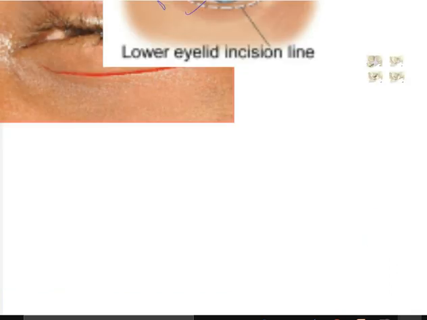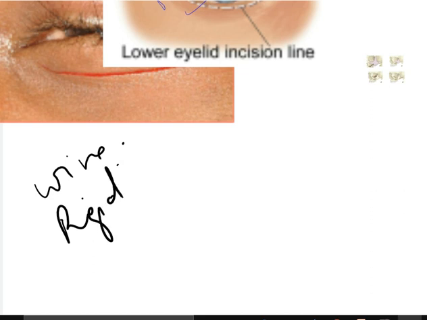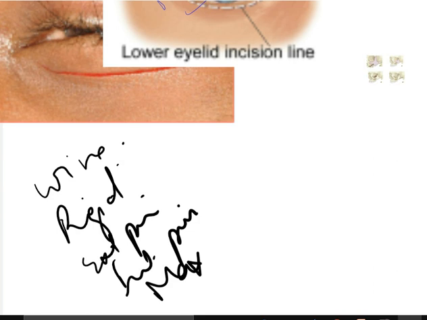Then coming to the immobilization. Immobilization can be done via wire osteosynthesis, rigid fixation, then external pins, internal pins, and maxillary antral packing.